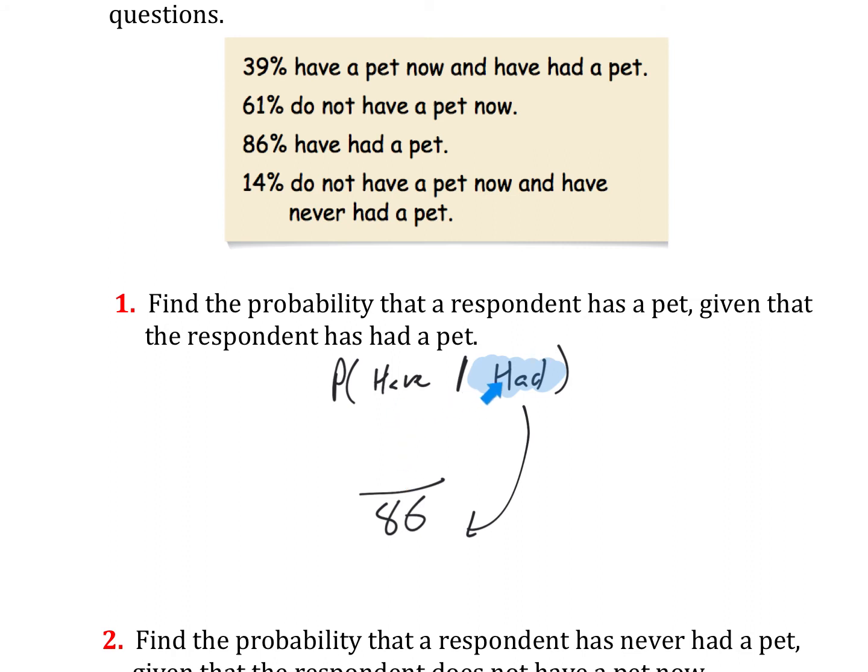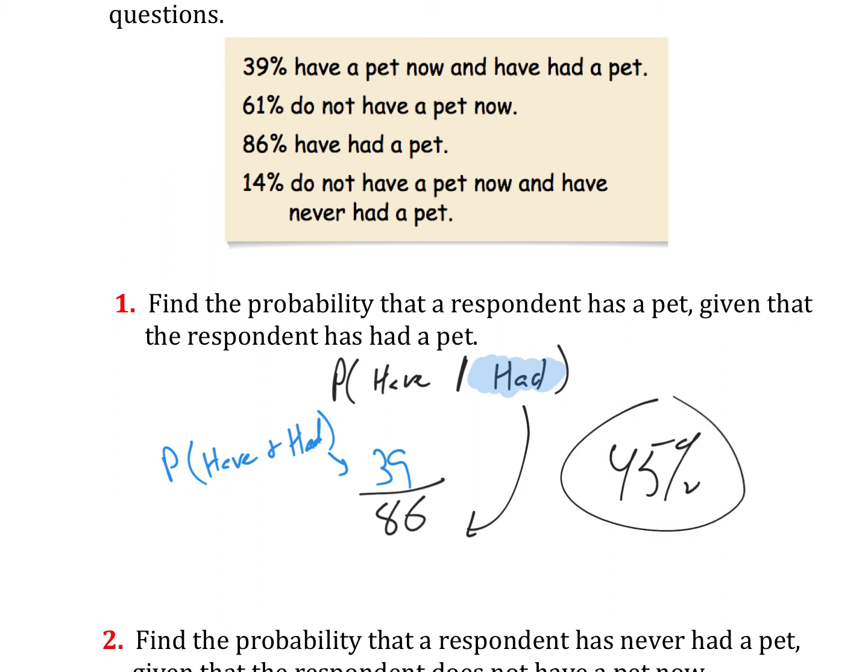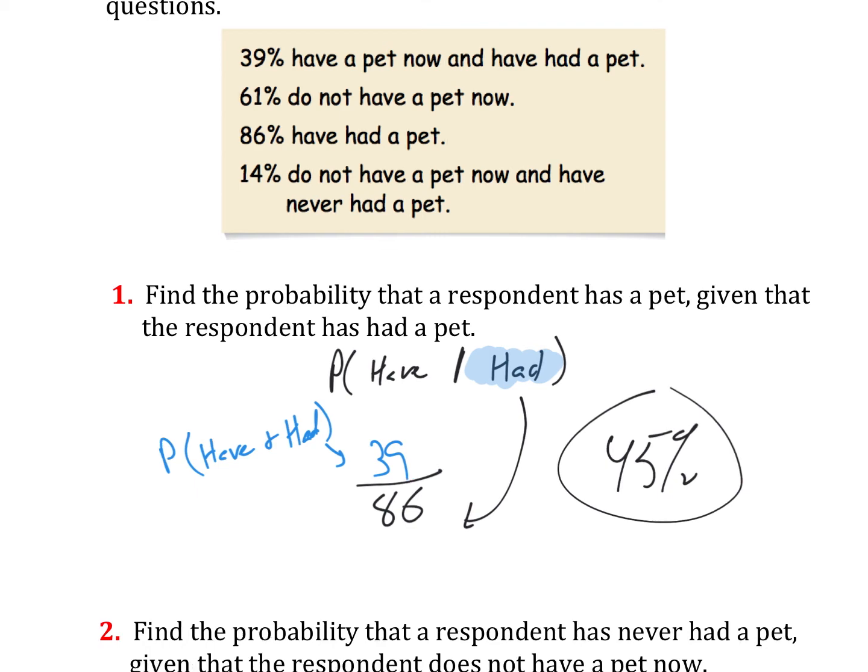Now, of the people that have had a pet, how many of them currently have a pet? So in the top, it's going to be the probability of someone having a pet who also had a pet. And that was at 39%. I go to my calculator, I divide that out, we'll get about 45%. That is the probability of randomly selecting a person who currently has a pet, given that they've had a pet in the past.